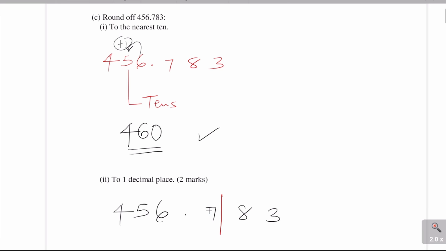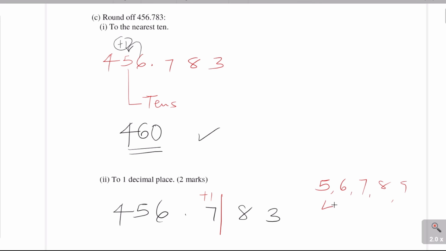So we need it up to 7, where 7 is. Again, check the immediate number to the right of 7. You find it is 8. If you find it is a 5, 6, 7, 8, or 9, that is a 5 or more, you have to add 1 to that number, that is 7. You have to add 1.